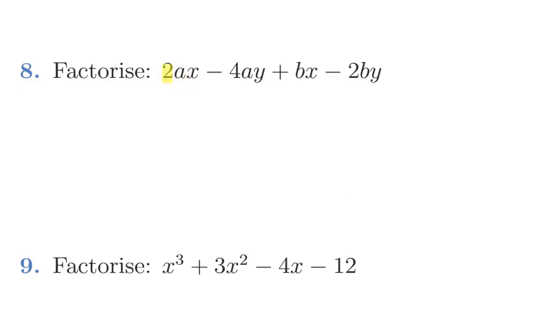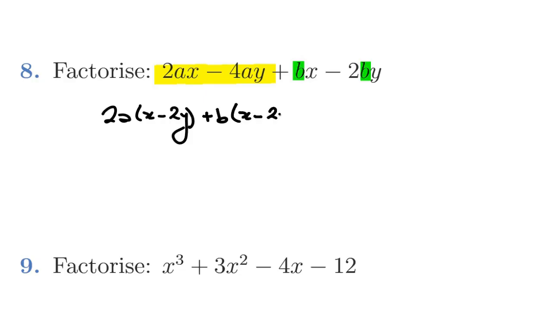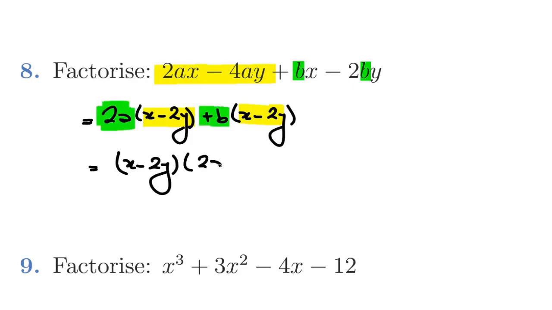Number 8. If we factor out 2a here and here, we're left with the parenthesis x minus 2y. If we factor out b here and here, again, we're left with the parenthesis x minus 2y. Now, if we factor out x minus 2y, let me show it like this. We're left with the parenthesis 2a plus b. That's our answer.